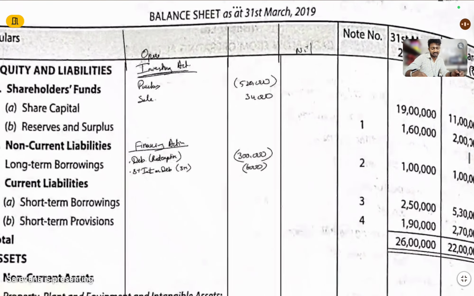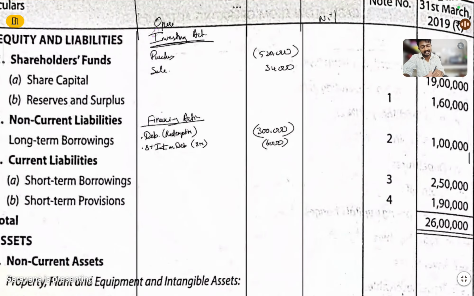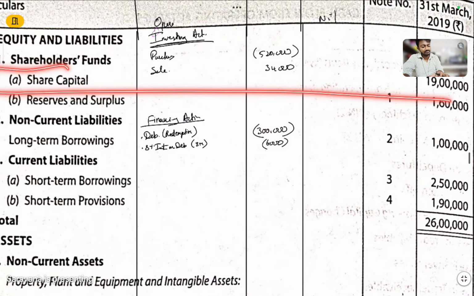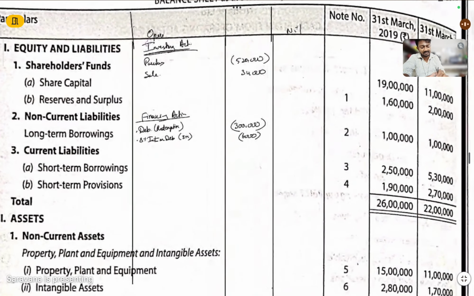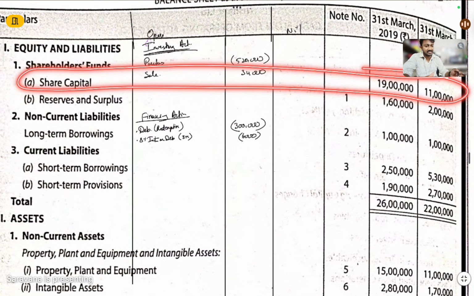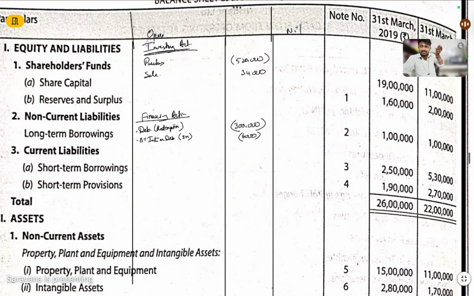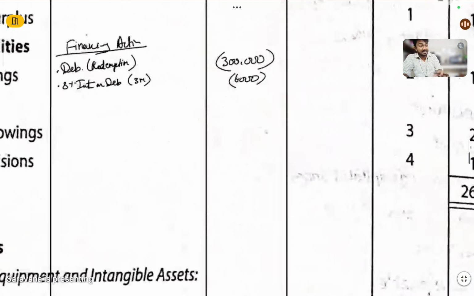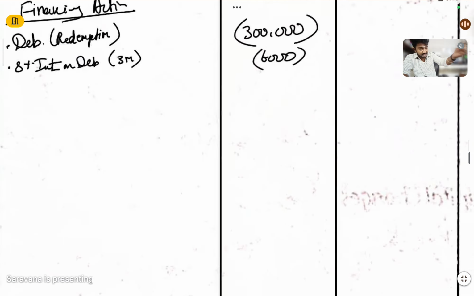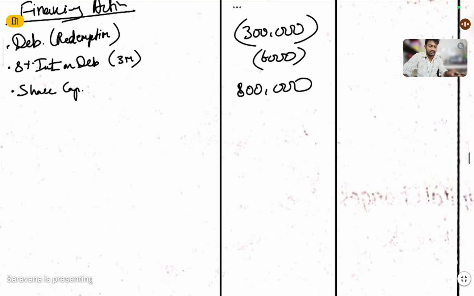Further we will come to share capital. What is given in the share capital? Previous year it was 11 lakh. Current year it was 19 lakh. It means it was increased by 8 lakhs. So it's a cash inflow. Issue of share capital, 8 lakhs, cash inflow, so representing in positive.